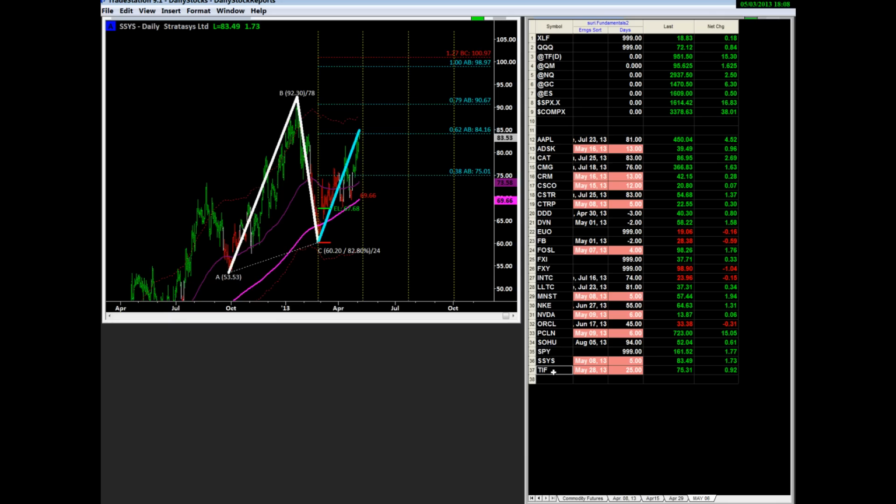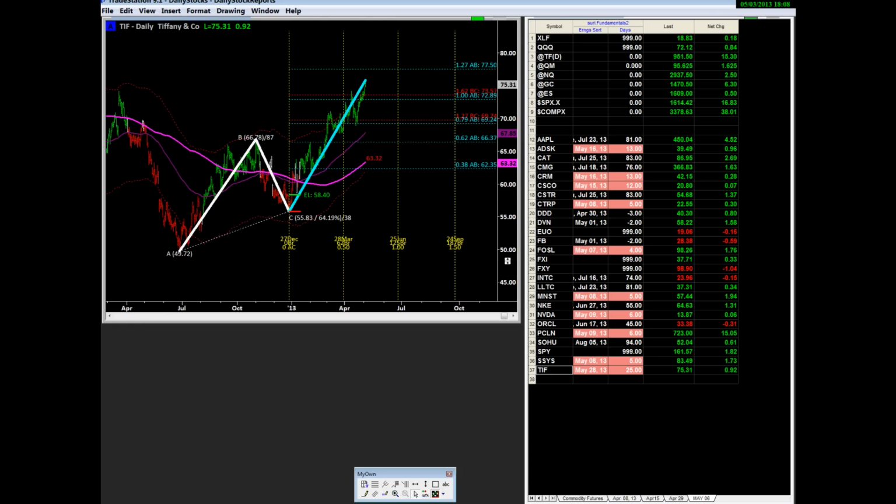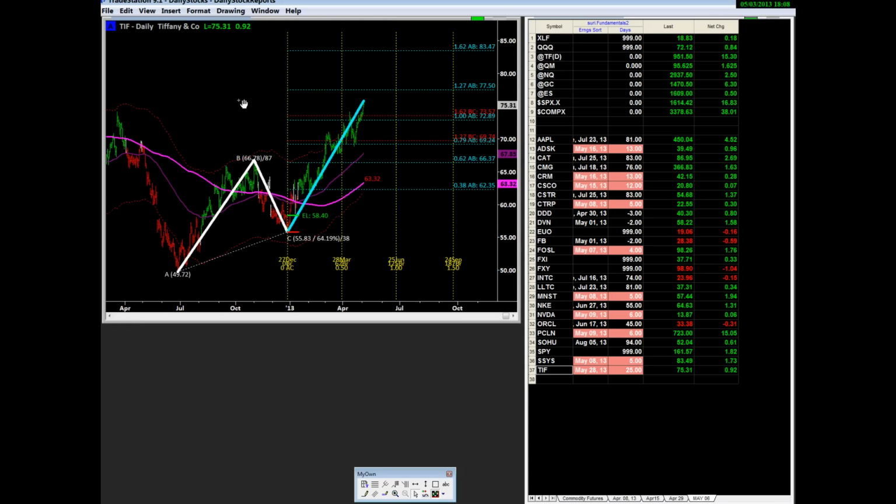And then the last one I wanted to show you is Tiffany. I have traded Tiffany in the past, and I have posted this also quite a few weeks ago. So Tiffany has now gone beyond its first target zone, and it's heading towards the next target zone, which is between $77 and $83.